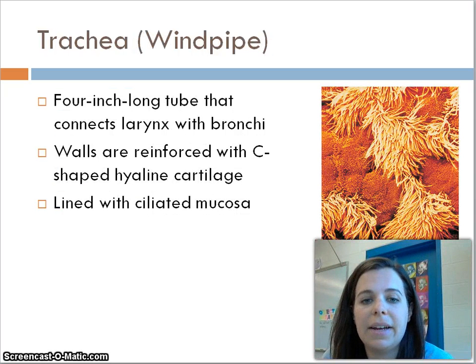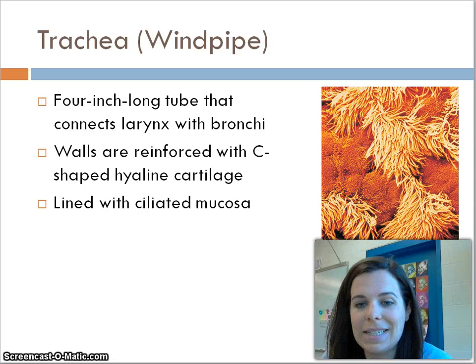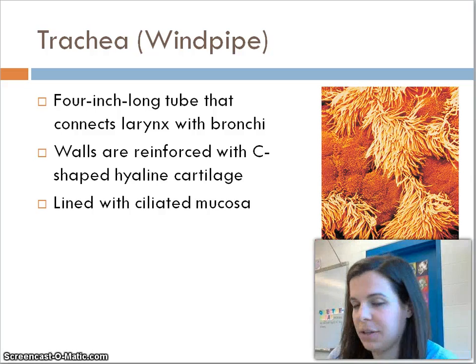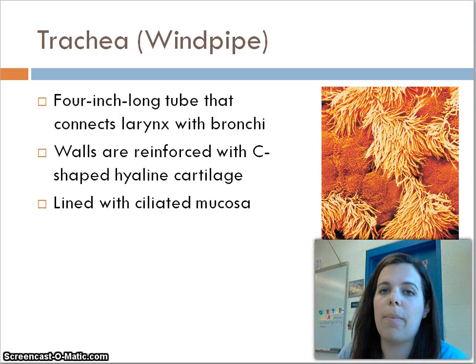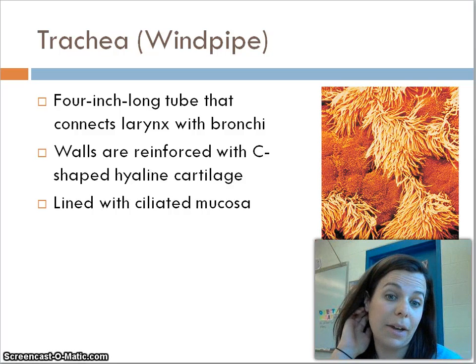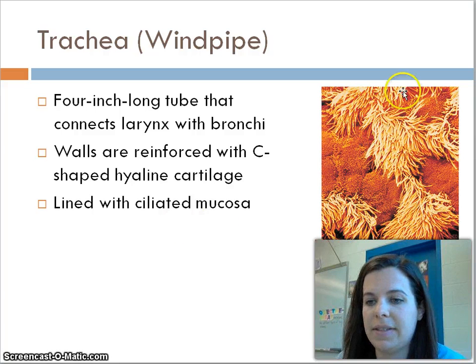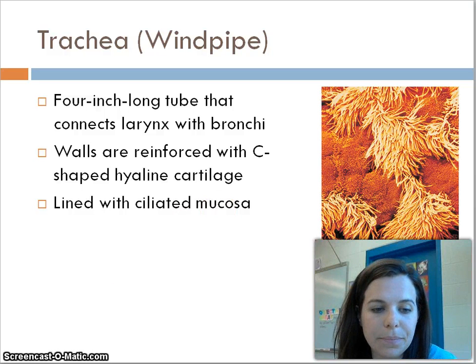Once you get past the larynx, the air enters the trachea. The trachea is a 4-inch long tube that connects the larynx with the bronchi. The trachea is actually reinforced with hyaline cartilage all the way down, and that keeps it open when you're bending your neck especially. And it's lined with ciliated mucus. So here we have the cilia here, and the mucus again is to trap any incoming particles as well as moisten the air.